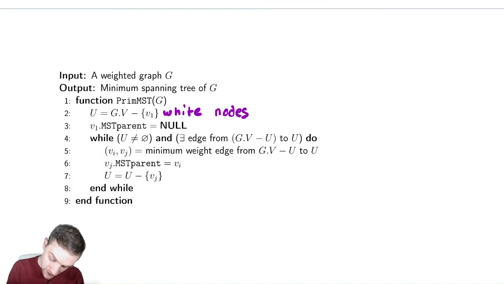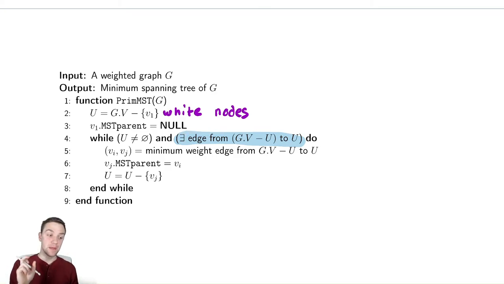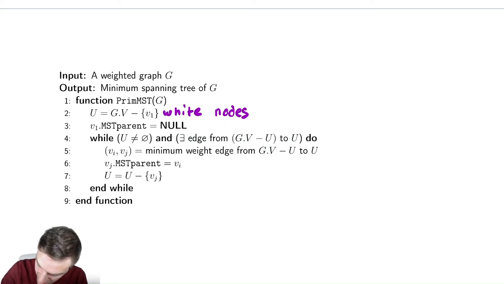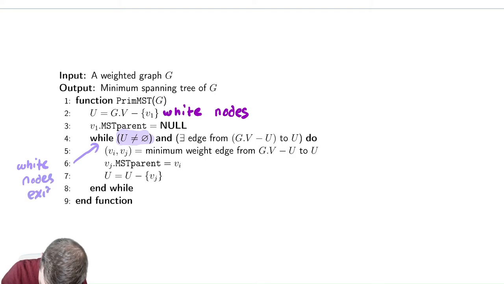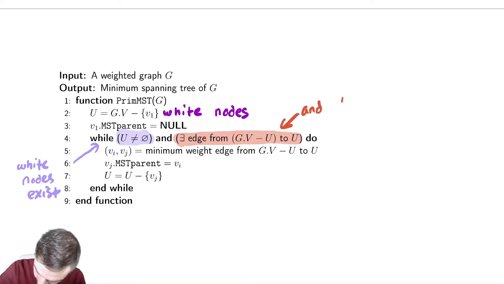We call that null. Then we say while U is not empty. So while there are white nodes, this line here means that there exist white nodes in the graph. And while I can reach the nodes, what do I mean by that? That means there must be an edge from the blue nodes to the white nodes. That is what the part highlighted in light blue right now refers to. So let's annotate this to make sure we understand exactly what's happening. In this lavender-ish color, we're going to say that means white nodes exist. And this code I will highlight in orange corresponds to "and they are reachable."